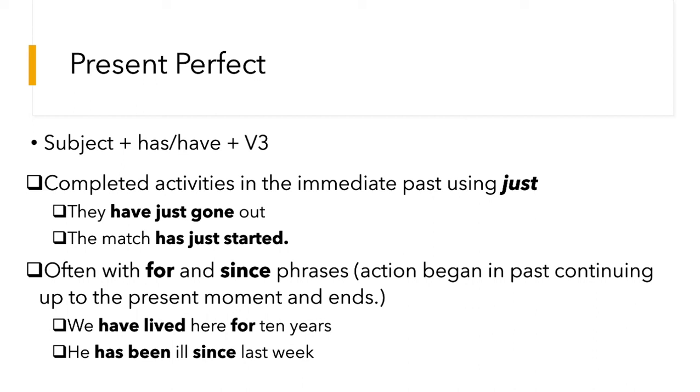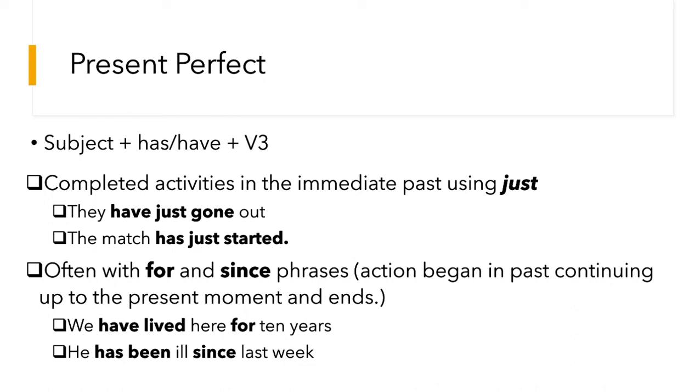And we also use present perfect, often with for and since phrases. It means the action began in the past, but it is still continuing up to the present moment, and then it ends. So let's take examples for this. We have lived here for 10 years, but we are not living now. He has been ill since last week, but not now. So for these kinds of statements, you can also use present perfect.